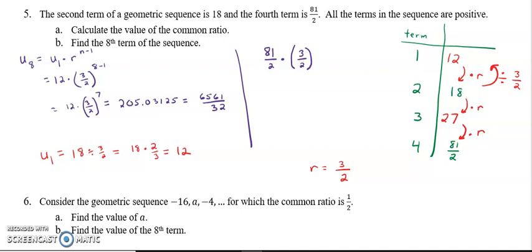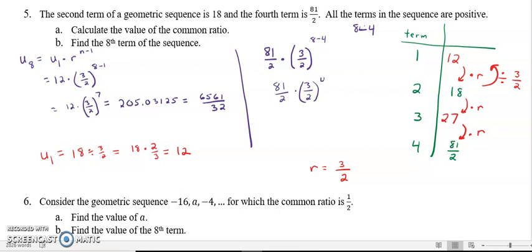I could have figured that out just by doing 8 minus 4. I started with the fourth term, and I'm trying to get to the 8th. So 8 minus 4 is what goes right there. That gives me 4 terms. So 81 over 2 times 3/2 to the 4th should end up equaling the same thing that we had there. Okay? That's geometric sequences.